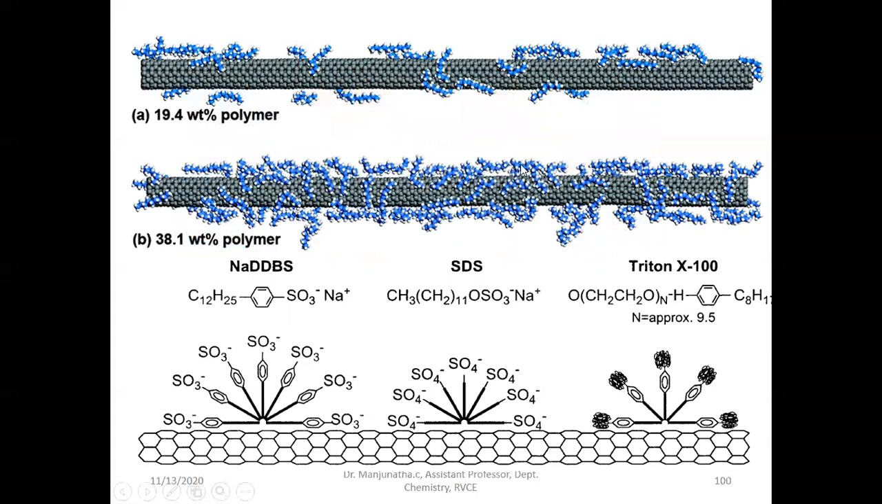This is a digital image representing the carbon nanotube decorated with polymer. So this is about functionalization of CNT, chemical functionalization and physical functionalization.